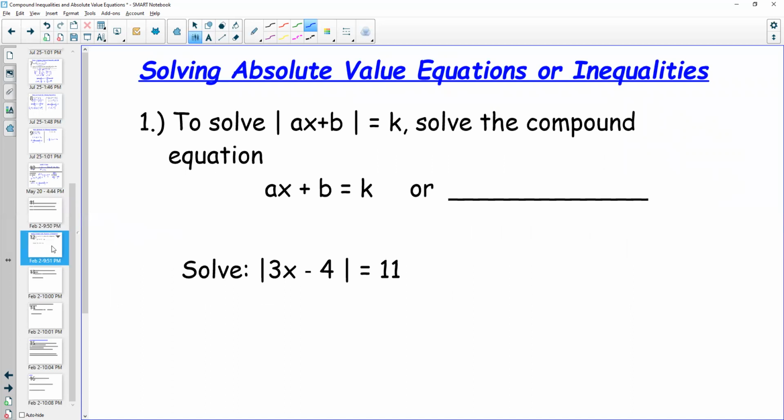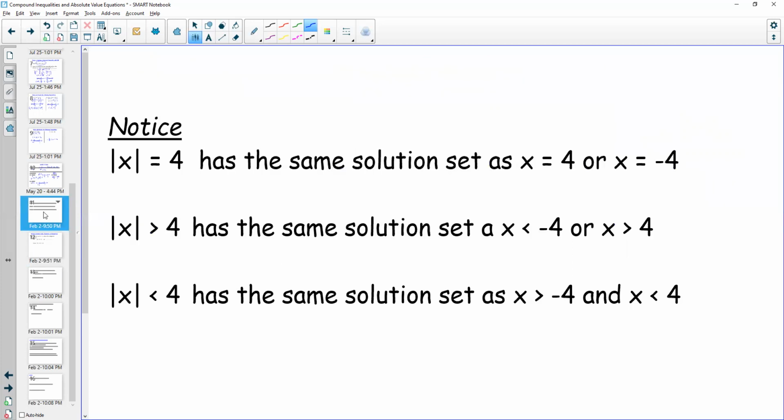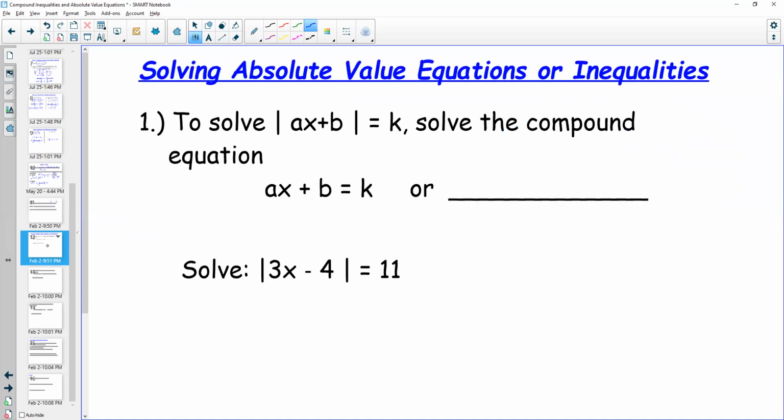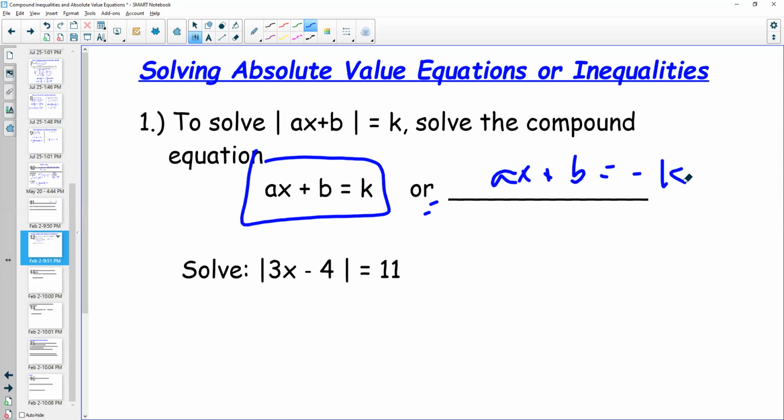Here's what it means. When we solve absolute value equations, we always need 2 cases. There's always going to be 2 sets of options that we solve for. Always. This is the trick. So when we solve the absolute value of ax plus b equals k, we have to solve ax plus b equals k and, well, really, pardon me, ax plus b equals negative k. We have to solve both cases, okay?